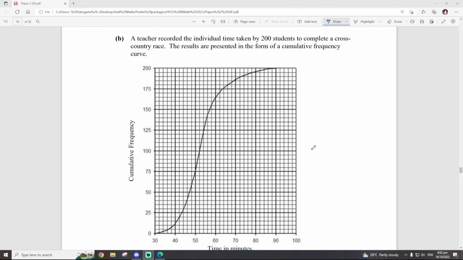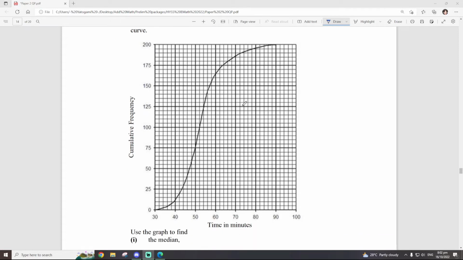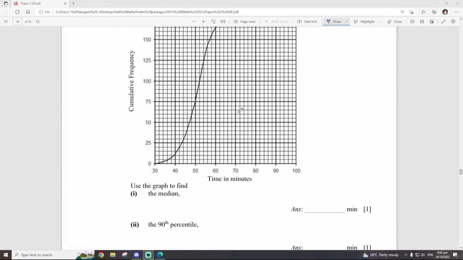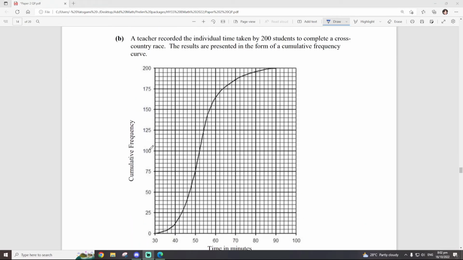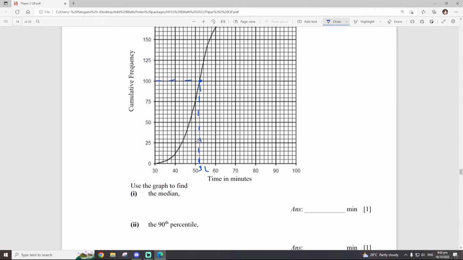For part B, we have the cumulative frequency table or graph. Find the median. So to find the median on a cumulative frequency, you look for the halfway point of the cumulative, which is 100 in this case. So you see that at 100, what is the value? It's actually here. Then you go down and see what it is. So this is 52 lah. So this will be 52 minutes.